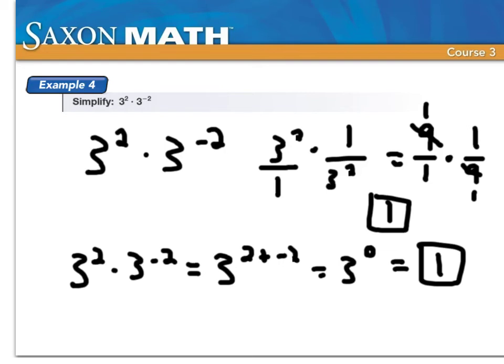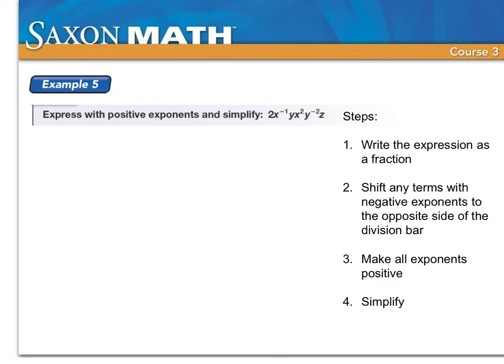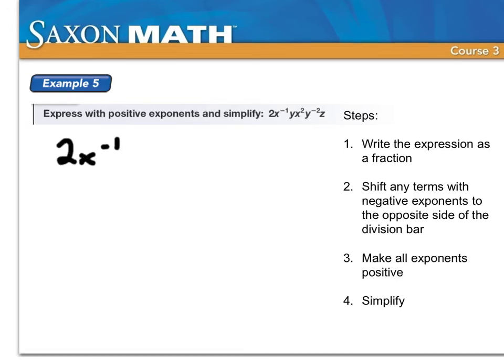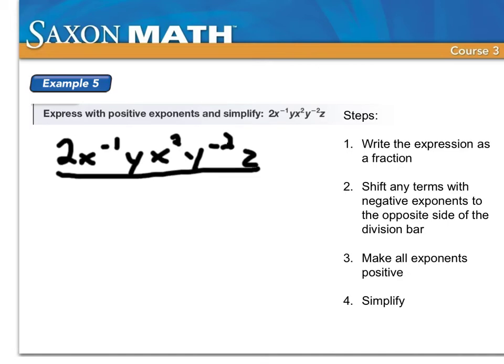Let's keep on moving on. Lots of examples in this lesson. Okay, example 5 says to express with positive exponents and simplify. And we got some steps over here. So the first step says to write the expression as a fraction. So I'm just going to go ahead and rewrite the expression I'm given. So it's 2x to the first, y, x squared, y to the negative second, and then z. Now, write as a fraction simply means to put that over 1.